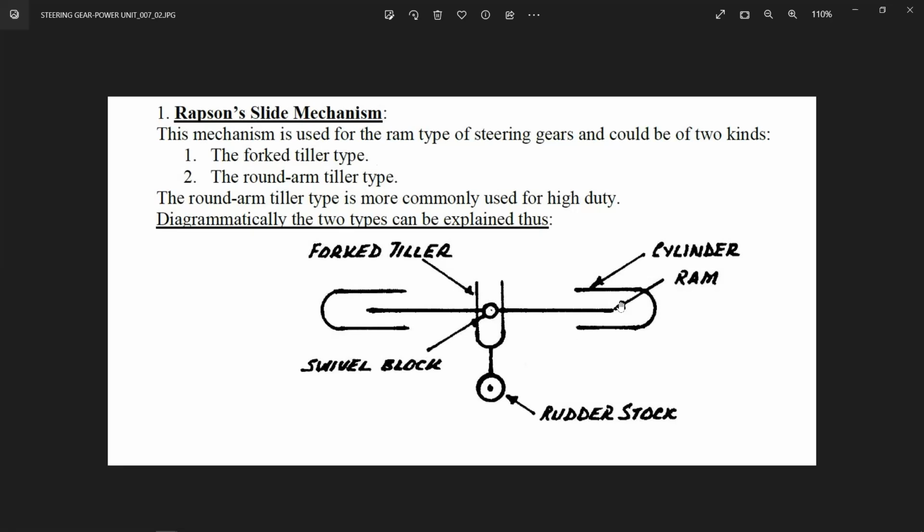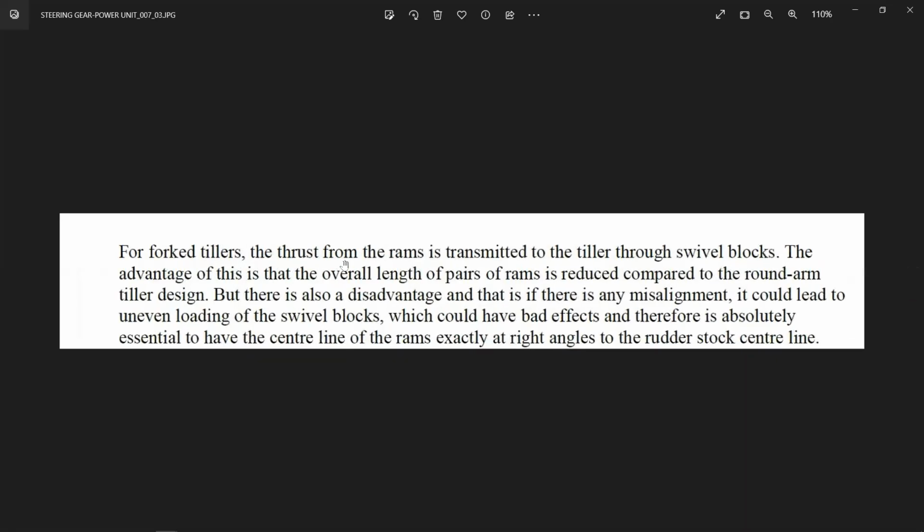In the diagrammatical representation there is the ram and the cylinder, and you have the fork tiller in the middle. In the fork tiller, the thrust from the ram is only transmitted to the tiller through the swivel blocks, as we saw in the diagram. The advantage is that the overall length of the pair of rams is reduced compared to the round ram tiller design. There is also a disadvantage: if there is any misalignment, it could lead to uneven loading of the swivel blocks, with bad effects. Therefore it is absolutely essential to have the center line of the rams exactly at right angles to the cylinder.